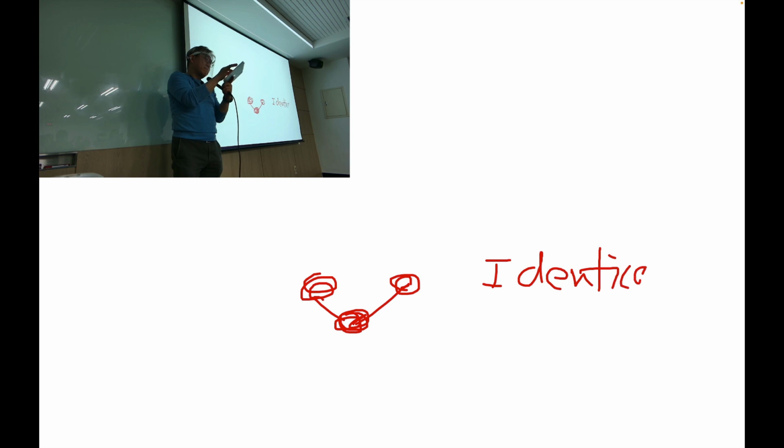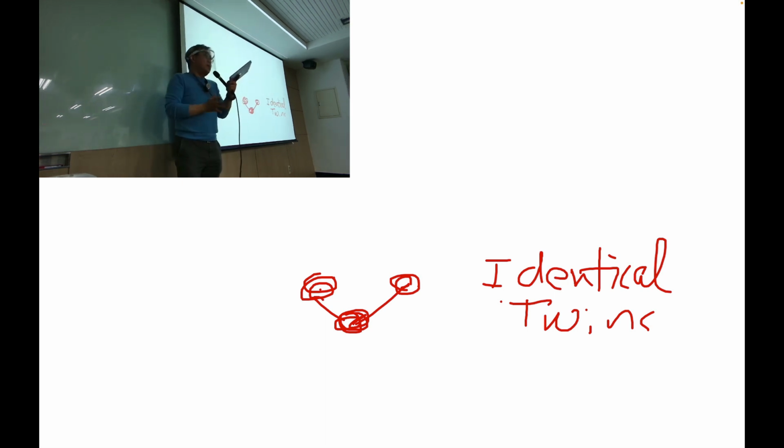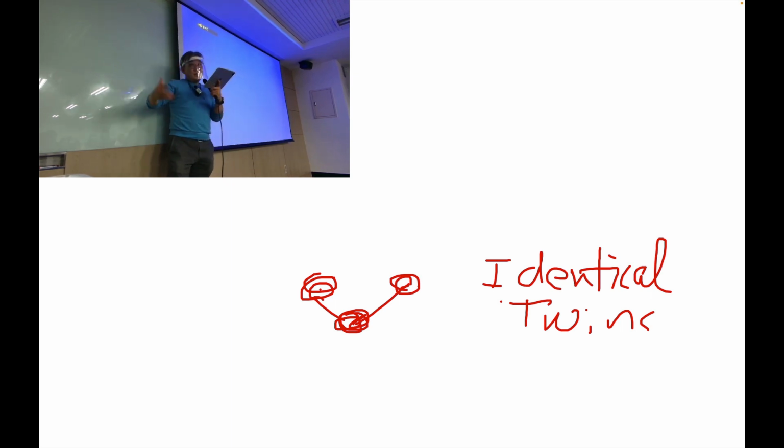Let's say we have two individuals who are identical twins. You know what identical twins are, right? These two individuals are identical twins, just freshly born. And okay, so they are born, good. So let's celebrate their birth.